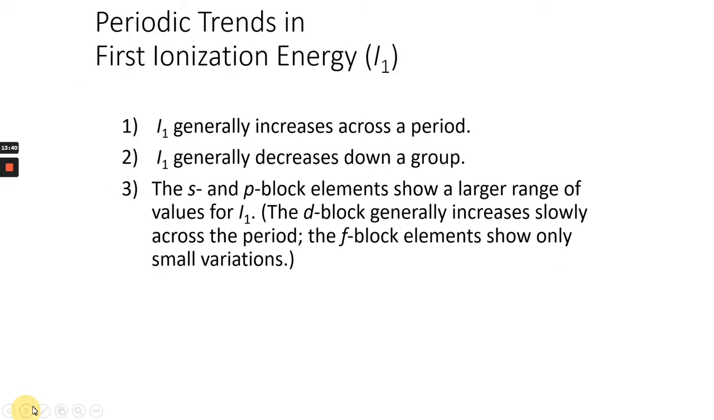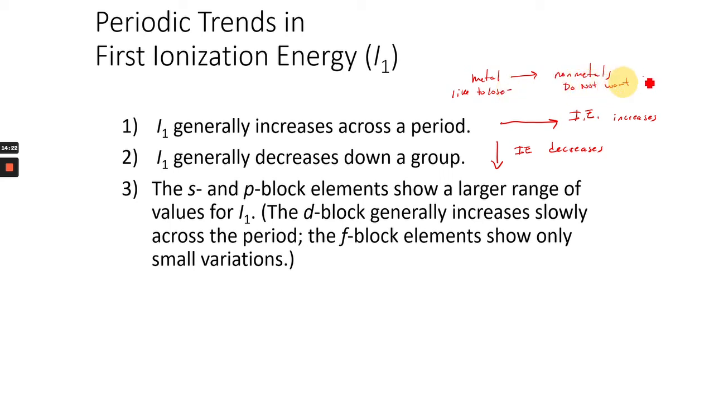So what are the trends in ionization energy? Well, as you go across a period, your ionization energy increases. And as you go down, your ionization energy decreases. Which means that as you go from left to right, it gets harder to remove an electron. And think about it. When you look at the periodic table, you have the metals, and as you move to the right, you go to your nonmetals. Metals like to lose electrons. Nonmetals would rather gain, so they do not want to lose electrons. So it makes sense that your ionization energy gets higher as you move across a period.